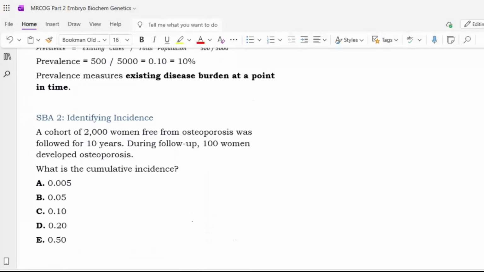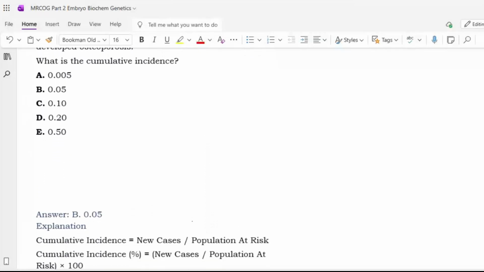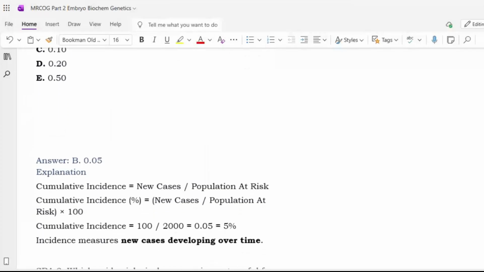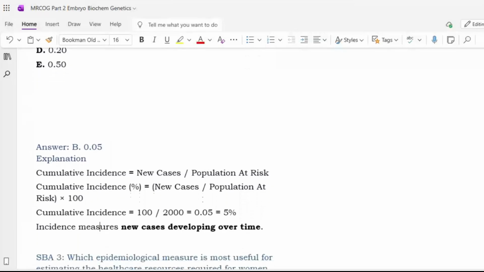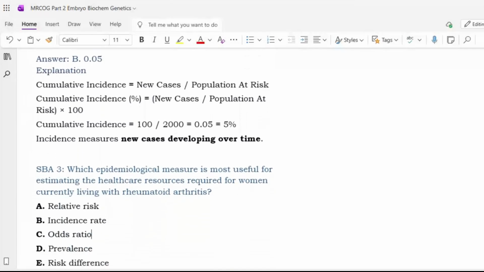So numerator, denominator: 100 divided by 2000. So it will come as 0.05. Cumulative incidence is new cases divided by population at risk at the start of the study. New cases were 100 divided by 2000, that is around 5%. So incidence measures new cases developing over a period of time.